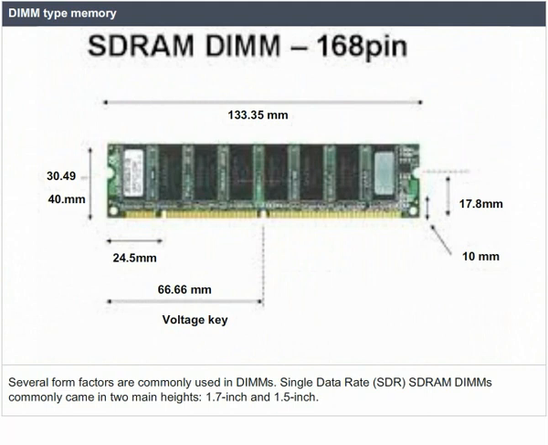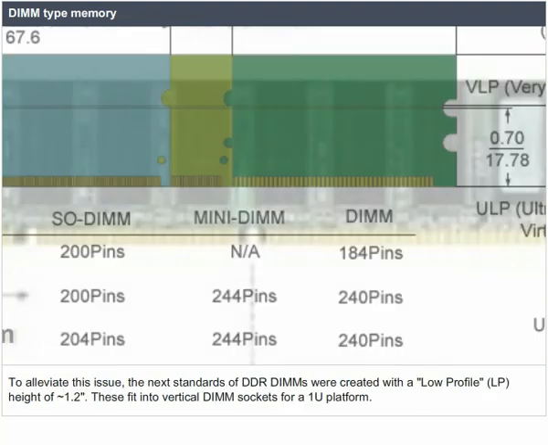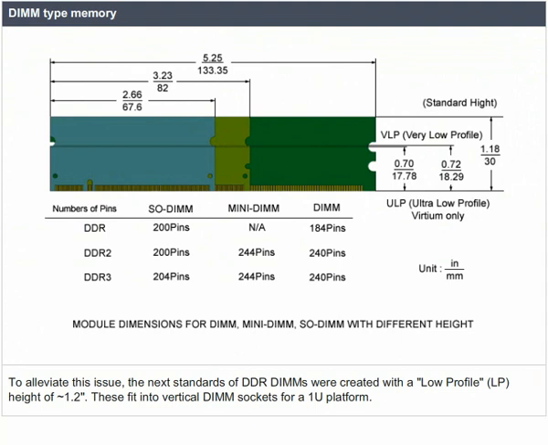Single data rate SDR SDRAM DIMMs commonly came in two main heights, 1.7-inch and 1.5-inch. When 1U rack mount servers started becoming popular, these form factor registered DIMMs had to plug into angled DIMM sockets to fit in the 1.75-inch high box. To alleviate this issue, the next standards of DDR DIMMs were created with a low-profile LP height of around 1.2 inches. These fit into vertical DIMM sockets for a 1U platform.